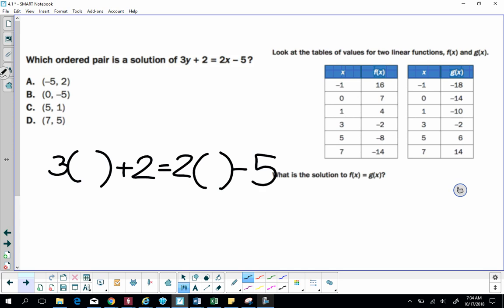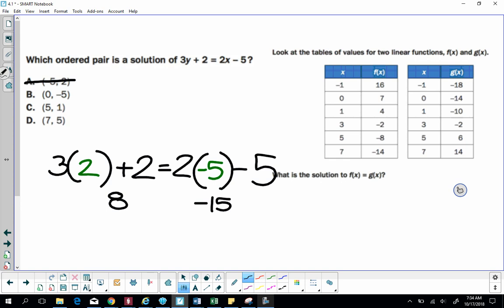So let's look at the first one right here. What is my y coordinate for this first point? 2. And what is your x coordinate for this first point? -5. Those 2 answers, when you do them separately, should equal each other. If they don't, that is not a solution. So let's do the first one together. What is 3 times 2? 6. Plus 2? 8. You get 8 on this side. What's 2 times -5? Minus another 5. -15. Does 8 equal -15? No. So I know that is not a solution.